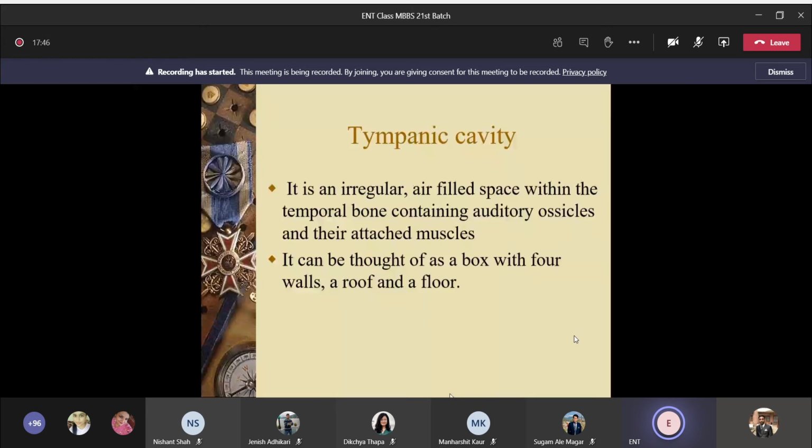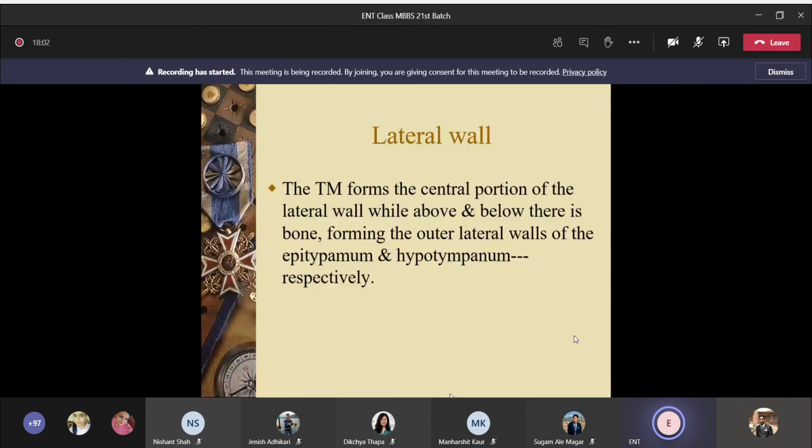This tympanic cavity is thought of as a box or a room with four walls, a roof, and a floor. Just imagine it's like a room. Now, coming to the lateral wall, it is formed by the tympanic membrane. It forms the central portion of the lateral wall, while above and below there is bone, forming the outer lateral walls of the epitympanum and hypotympanum respectively.